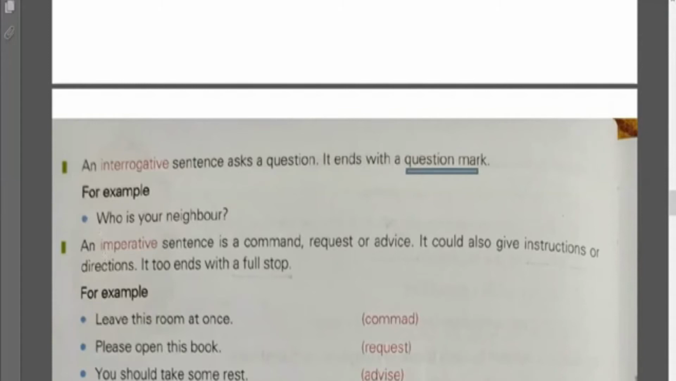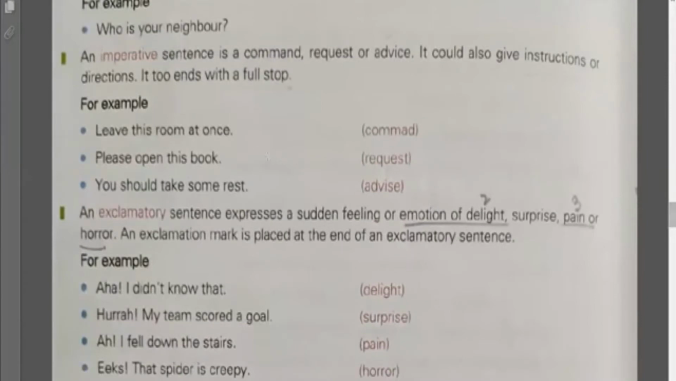Next is the imperative sentence. An imperative sentence includes command, request, or advice. It also contains instructions or directions. Let's have a few examples. Leave the room at once. This is a command. Please open this book. This is a request. You should take some rest. As it suggests, it's advice.